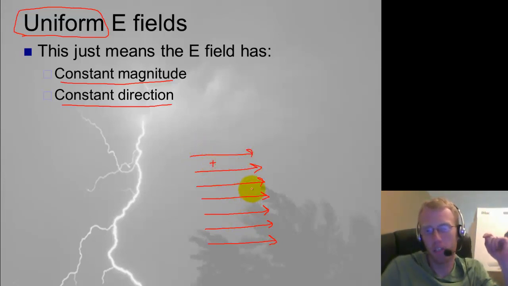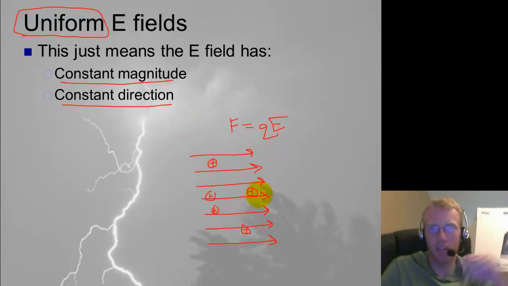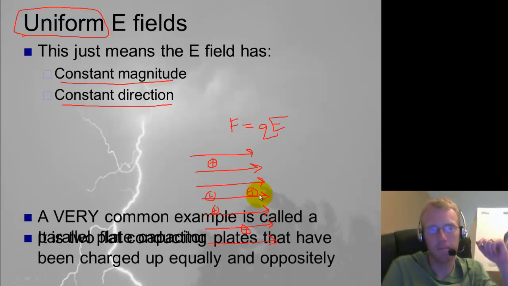So if I put a positive charge here, or here, or here, or here, or here, all of these guys would experience the same total force, and it would be given by QE. Whatever the charge is, multiplied by the strength of that electric field, which is the same everywhere in there.